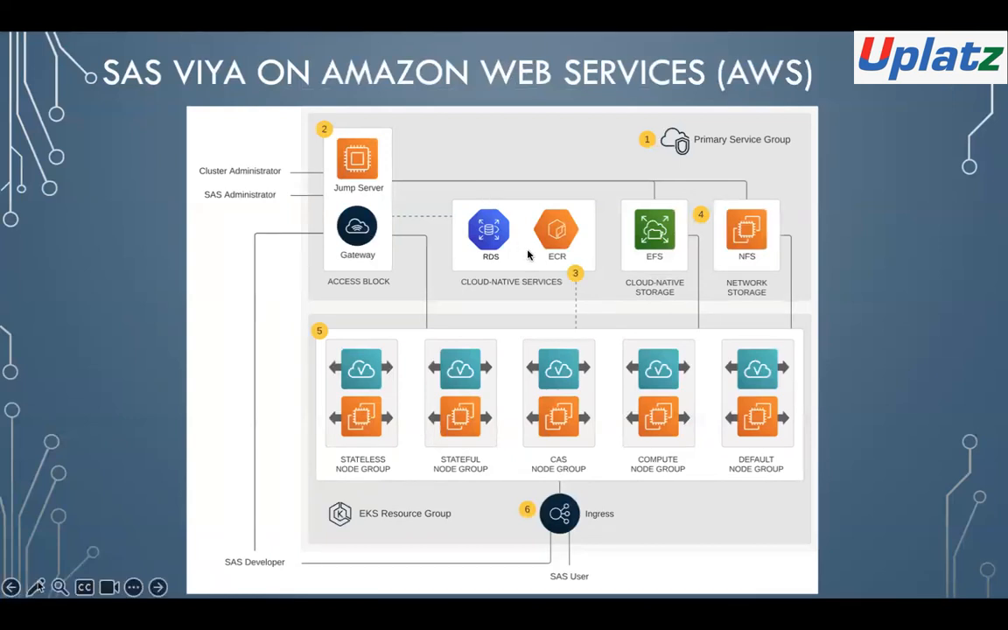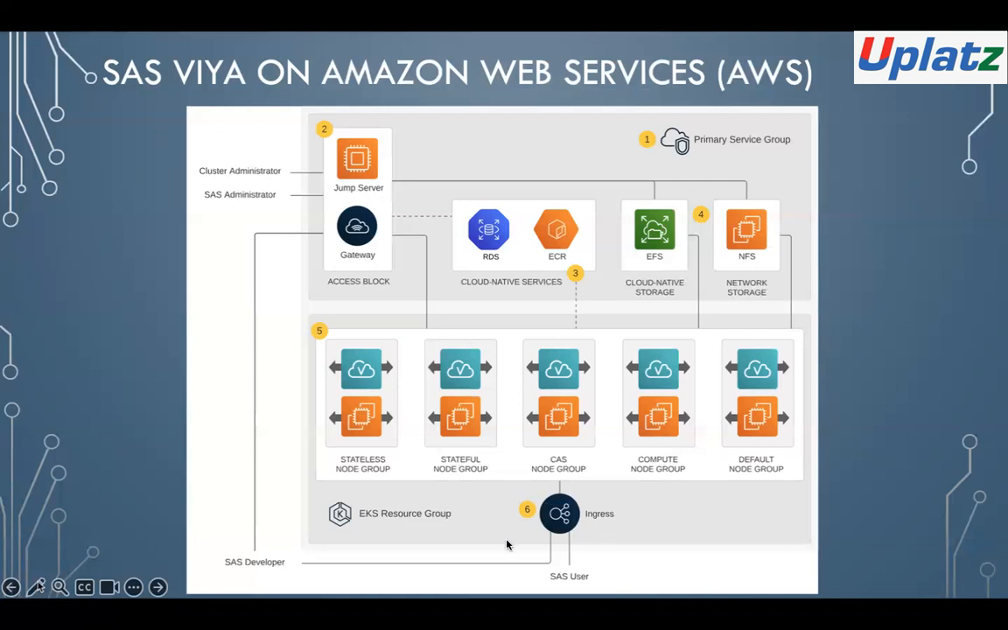Then the cloud native services, which provide operational persistent storage to the SaaS via platform. Here, Amazon Relational Database Service, RDS, and Elastic Container Registry, ECR, are shown. Then Amazon Elastic File System, EFS, and a Network File System, NFS, are shown as required persistent storage for the SaaS via platform. Then the fifth part, as you are already aware, is a resource group which contains these resources to optimize the workload balance and the topology of five different node groups.